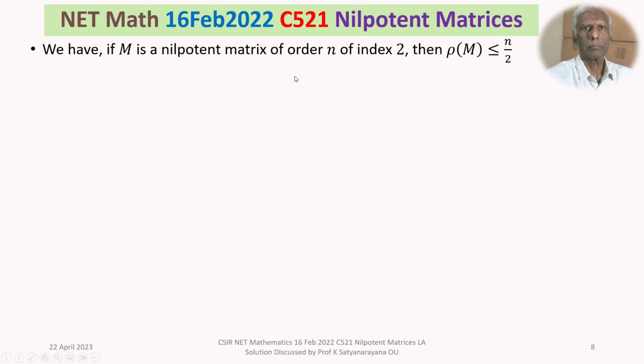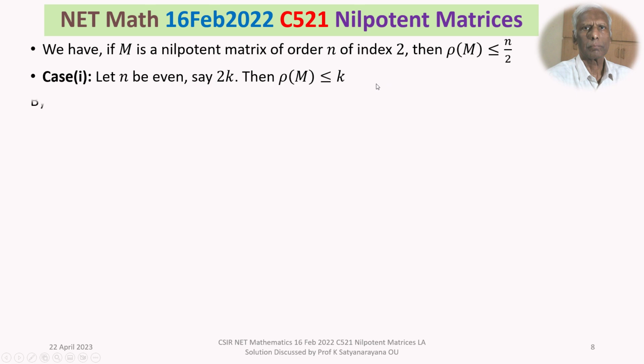And we have already proved if M is a nilpotent matrix of order n of index 2, then rank of M is less than or equal to n by 2. Let's take the first case. Case 1. Let n be even, say 2k, that is n is equal to 2k. Then rank of M less than or equal to n by 2 means 2k by 2, that is k. So, rank of M is less than or equal to k.